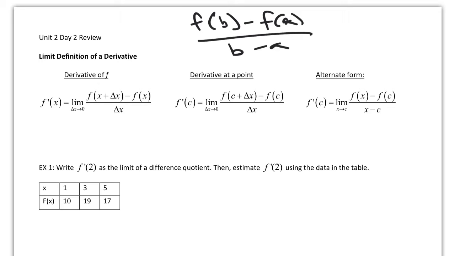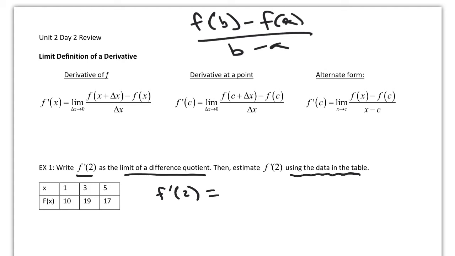So in this example 1, it says write f prime of 2 as the limit of a difference quotient, then estimate f prime of 2 using the data in the table. So notice right away the table doesn't have x equals 2 in it, but we're told to write the derivative as a limit of a difference quotient here. The other thing to notice is they don't mention the table until the second part where we're estimating. So this first part here is f prime of 2. I just need to write it as a limit of a difference quotient.